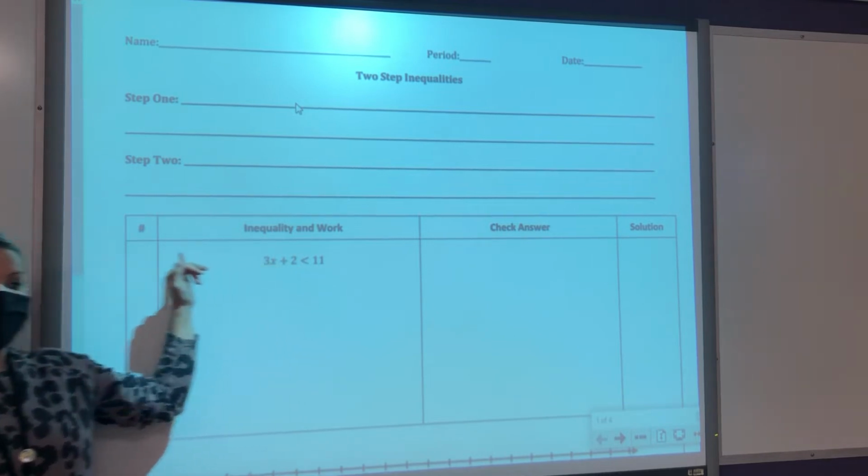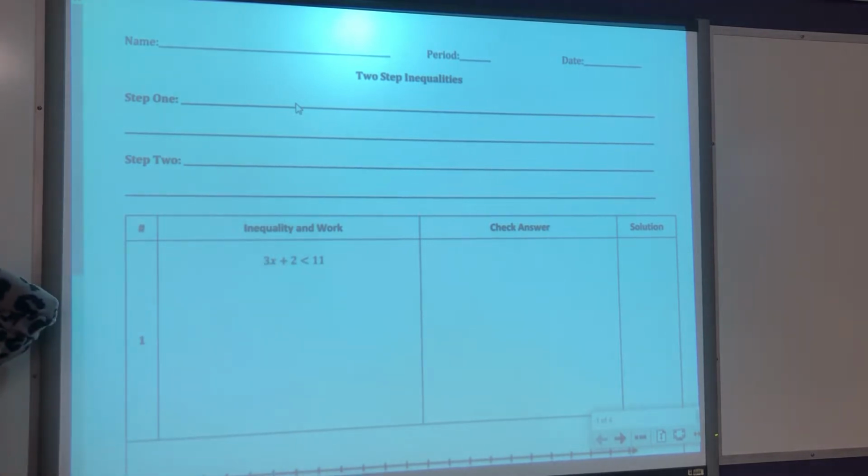If it was multiplying, you divided. If it was dividing, you multiply. Inverse operations, right? Did we add or subtract or multiply, divide first? You'd have to break down your problem. It wasn't a yes or no question.